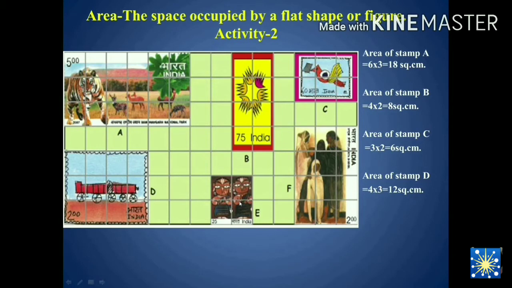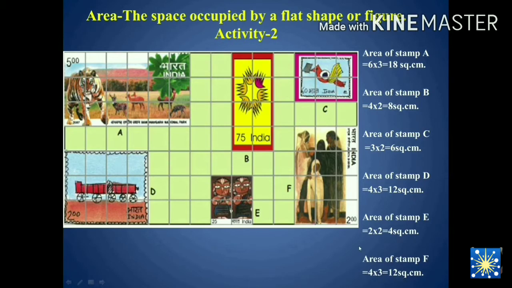Now stamp E, count the squares 1, 2, 1, 2. So area of stamp E equal to 2 multiplied by 2 equal to 4 square centimeter. Now the stamp F, count the squares 1, 2, 3. Then 1, 2, 3, 4. So area of stamp F equal to 4 multiplied by 3 equal to 12 square centimeter.